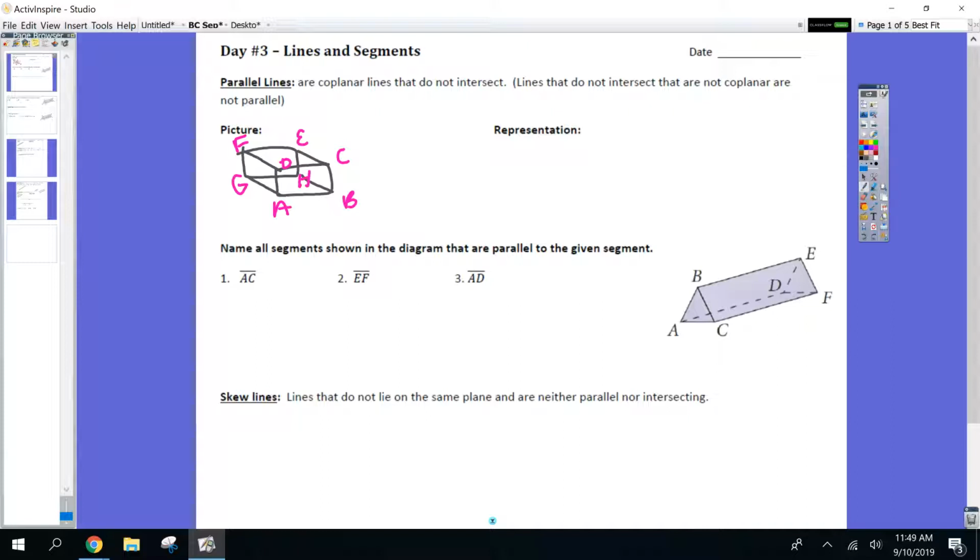Okay, so now that we put it on a figure, parallel lines are coplanar, meaning they're on the same plane. How many planes are showing right now? 6. So I need you guys to give me a pair of lines that are on the same plane but do not intersect. Give me a pair of lines on the same plane that do not intersect each other.